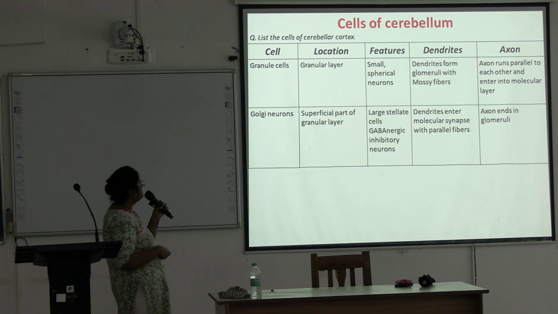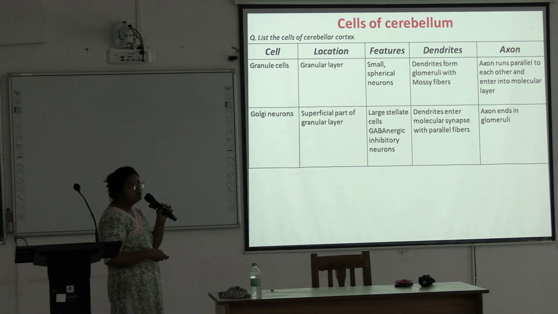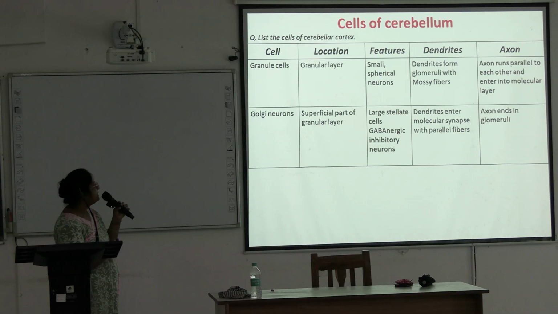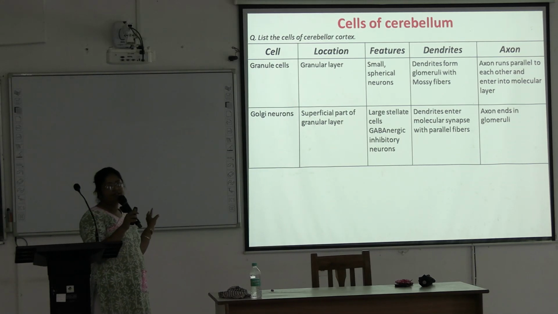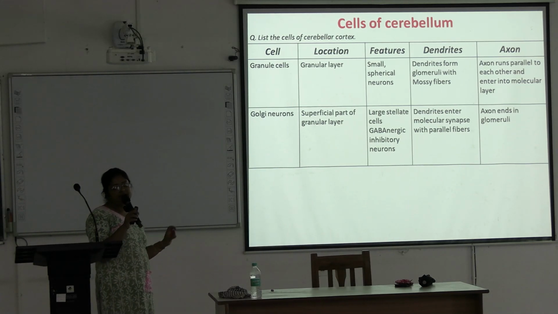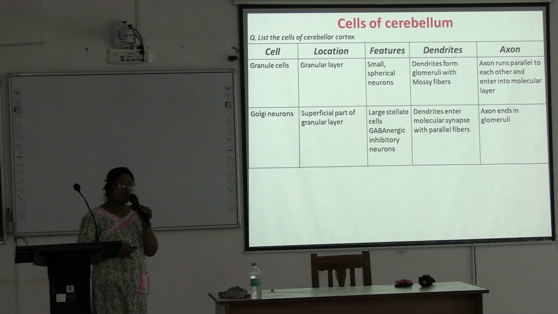So these are the different cells of the cerebellar cortex. These cells can also come in your exam as a short note: different cells of the cerebellar cortex.